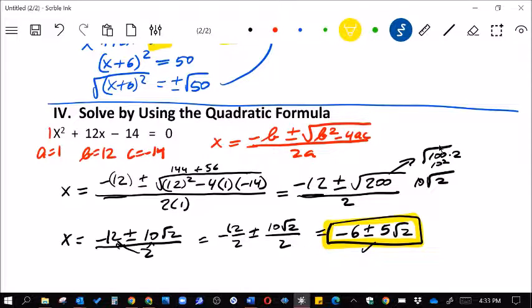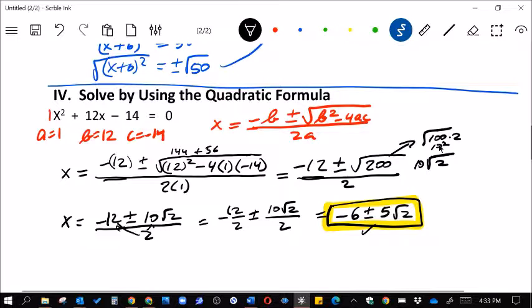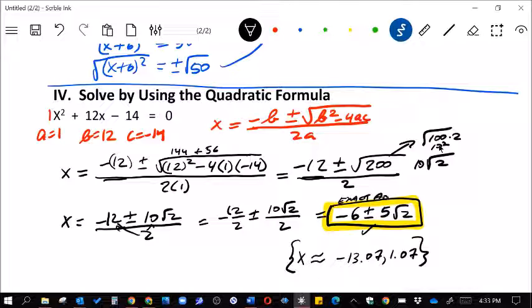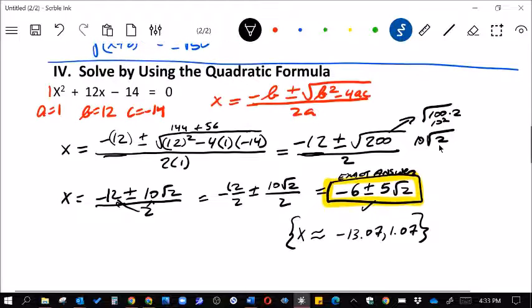Now, if we did this as decimals, so if you did put it in the calculator and approximate it, we would get negative 6 take away 5 root 2 would give us a negative 13.07. Negative 6 plus 5 root 2 would give us a 1.07. So I would then do this as the solution set. But in this case, there's no reason not to leave it as the exact answer. And in general, that's what I want you to do, is leave it as the exact answer.